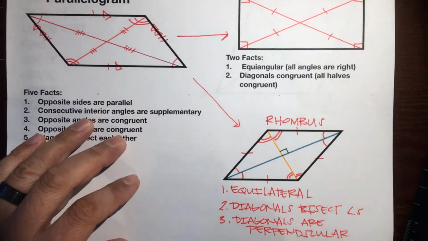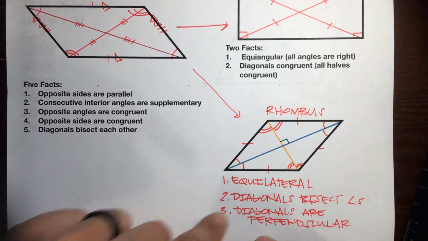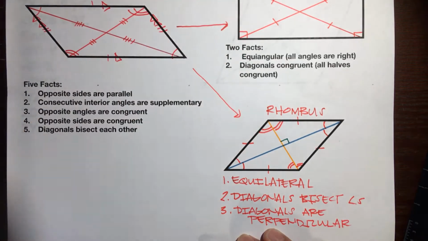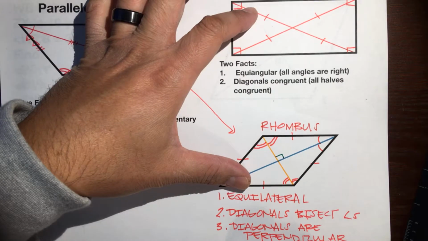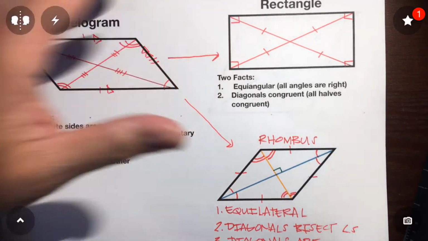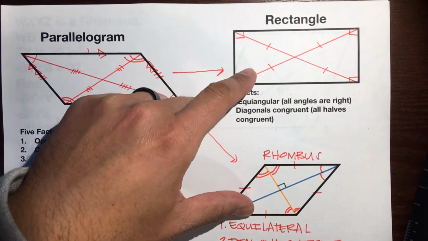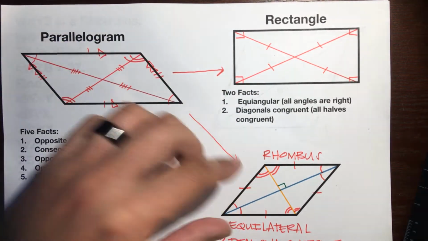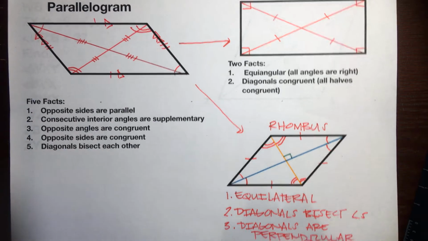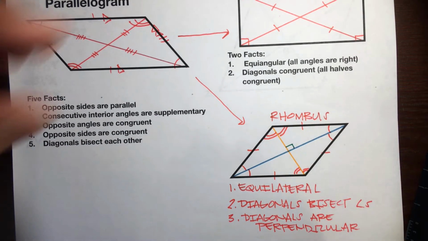So as you guys are looking at your notes, make sure you can note what's unique to the rectangle and the rhombus. And remember that the rectangle and rhombus are the children of the parallelogram. So 5 facts. So yeah, a lot to think about. So think about them.